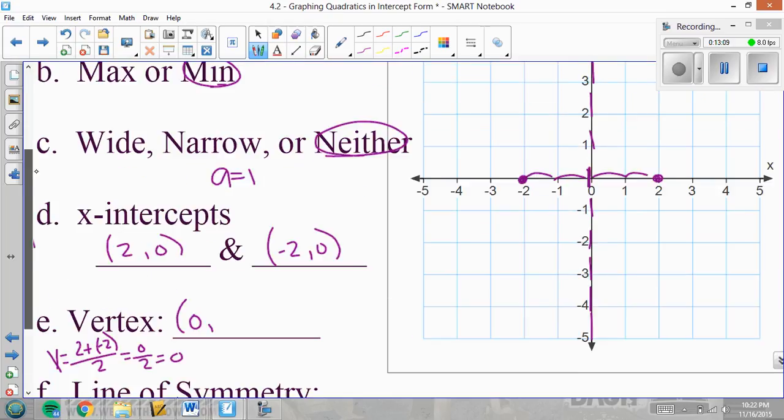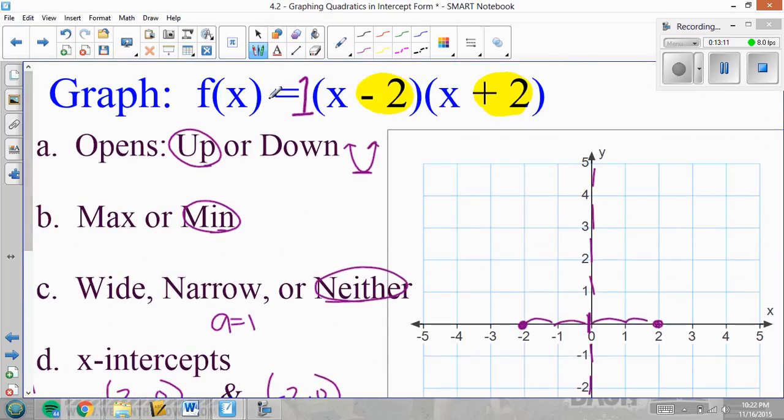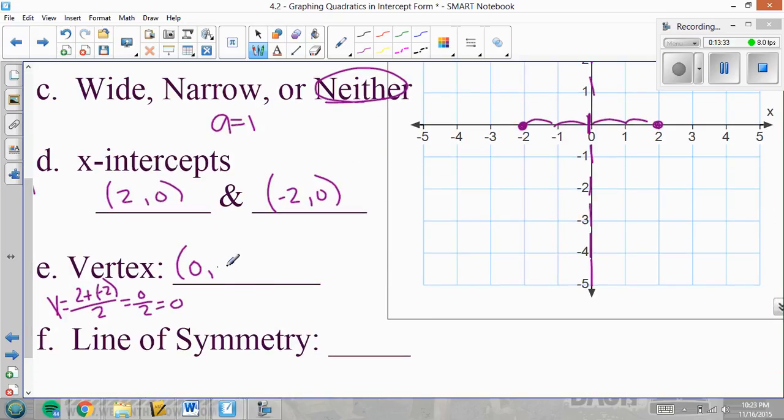Once we know x, we can plug it in. So remember, f of x means the same thing as y. So we could just write y equals, I have 0 minus 2 times 0 plus 2. And reducing the inside, we have negative 2 times 2, which is negative 4. So my vertex is at 0, negative 4. And we know our line of symmetry was x equals 0 coming from my vertex.